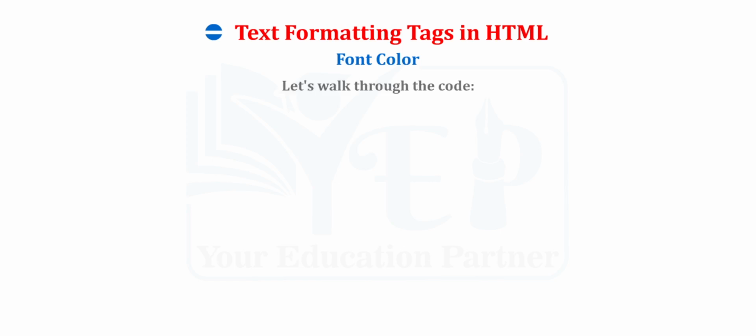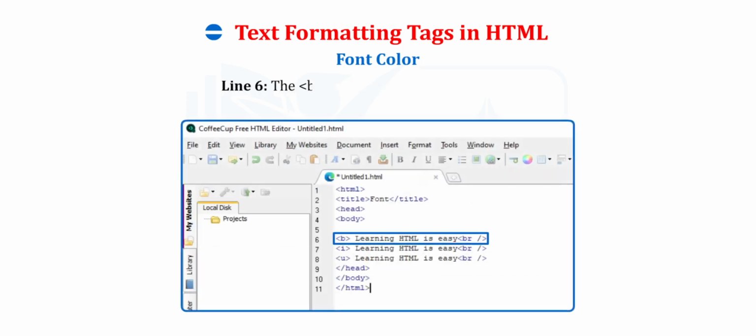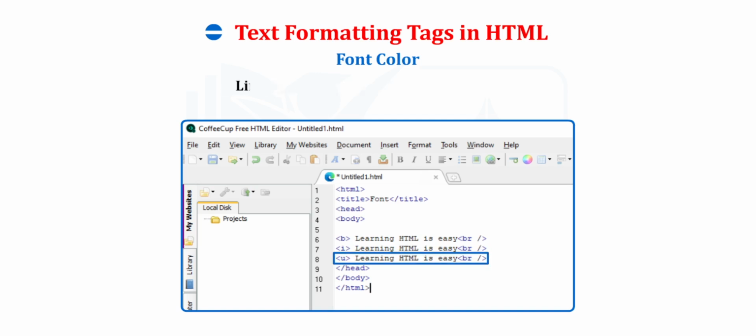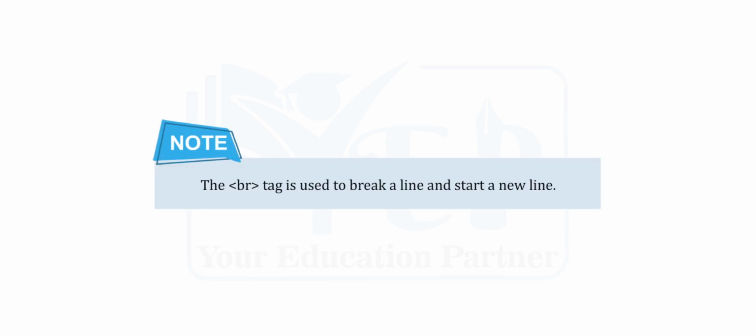Let's walk through the code. Line 6, the b tag is used to make the text bold. Line 7, the i tag is used to make the text italic. Line 8, the u tag is used to underline text. Important note: the br tag is used to break a line and start a new line.